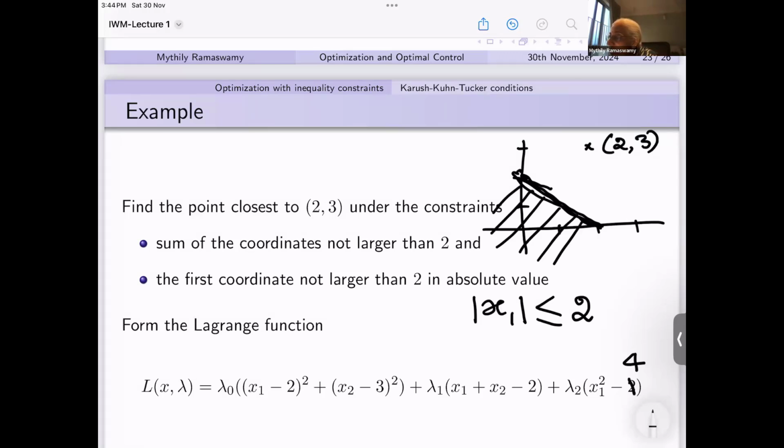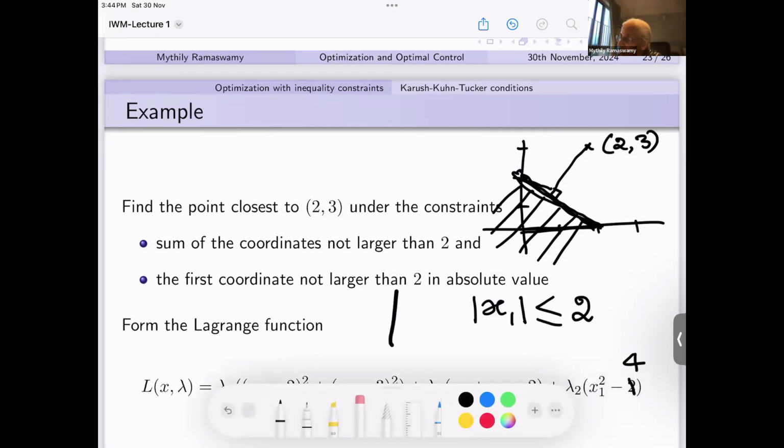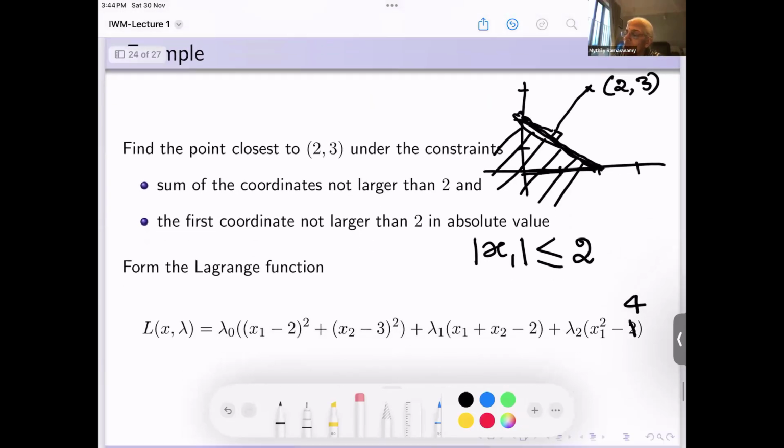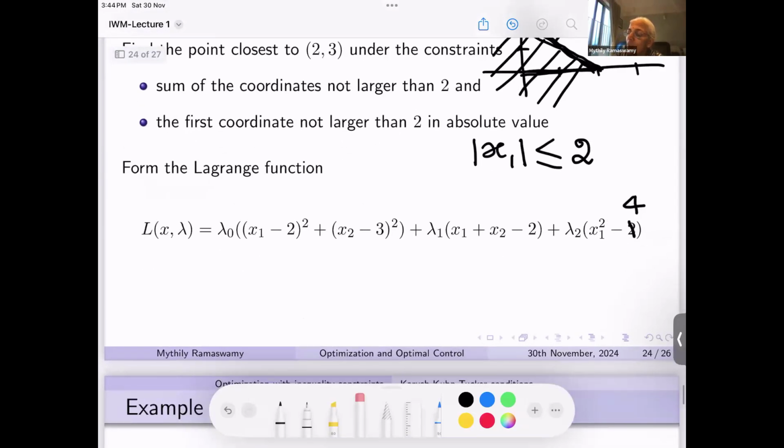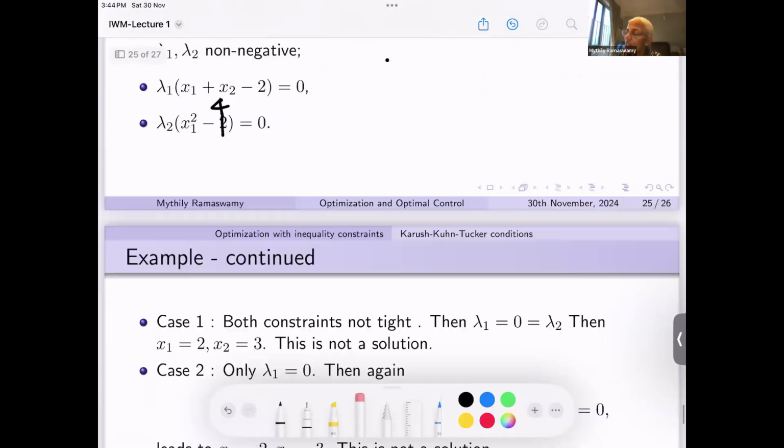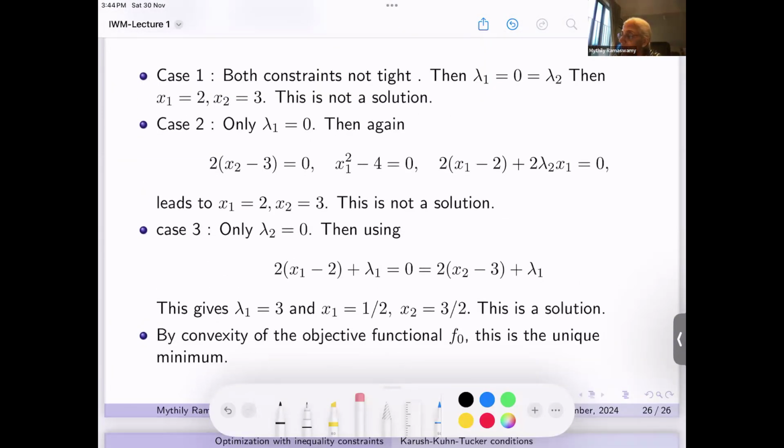And first coordinate not larger than 2 means the first coordinate can only lie below this. So this is the region. And here you can easily obtain the point by projection, because this is a convex set, you can drop the normal and find out geometrically and more easily verify that your answer is correct. But I did this only to show that KKT conditions lead to a lot of possibilities. You have to eliminate one by one. Even in the simple case, it takes a long time. So let me stop here.